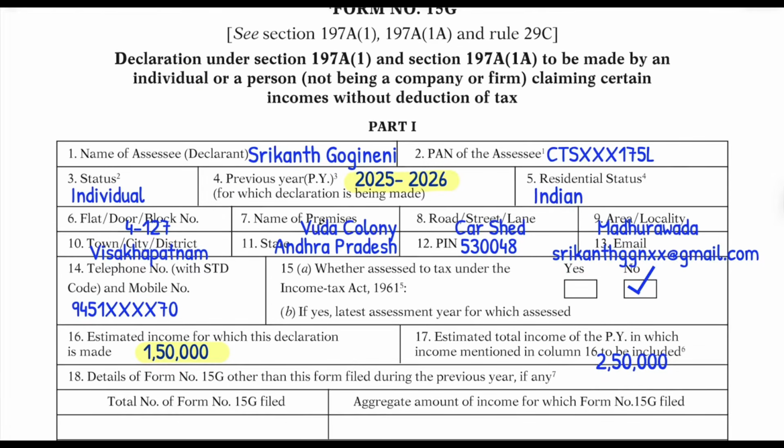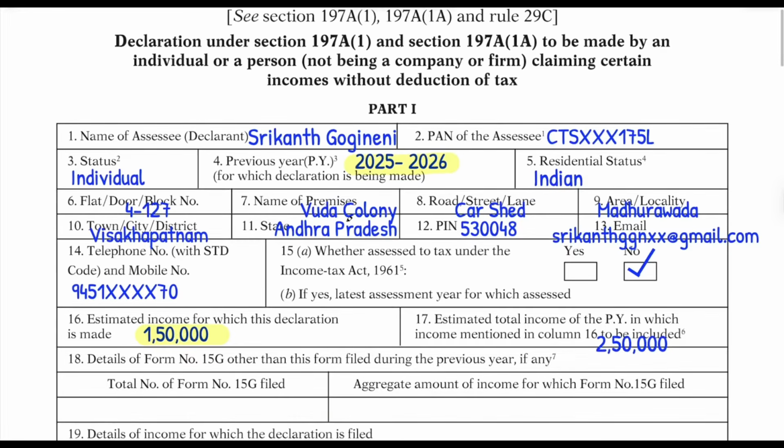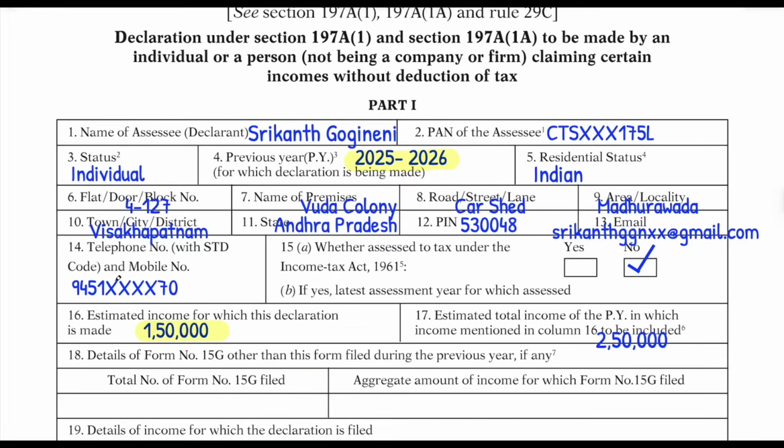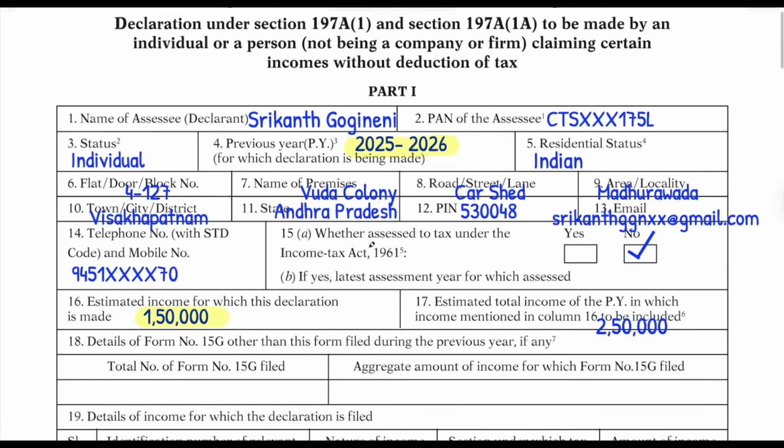From field number 6 to field number 13, write your address details. Field number 13 is your email ID. The address need not match your EPF address. You can write any of your current addresses. In field number 14, write your mobile number. In field number 15, if you have filed any IT returns, then tick yes and mention the assessment year in the B. If you haven't filed any income tax returns, then you can just tick no.